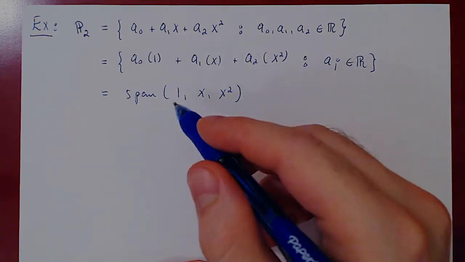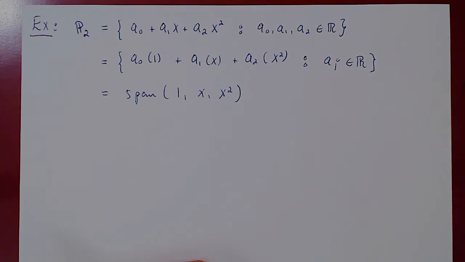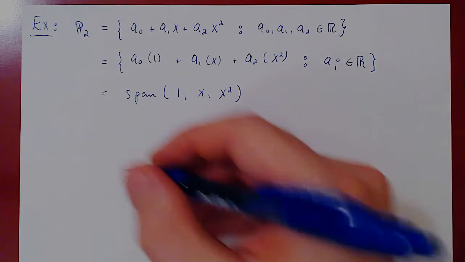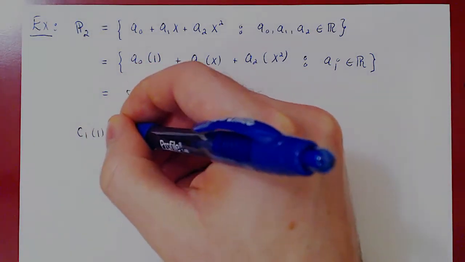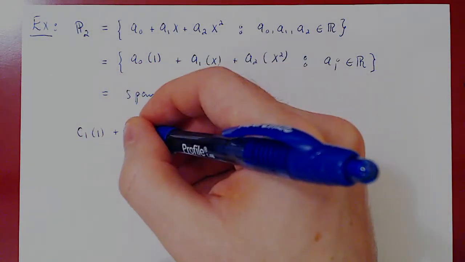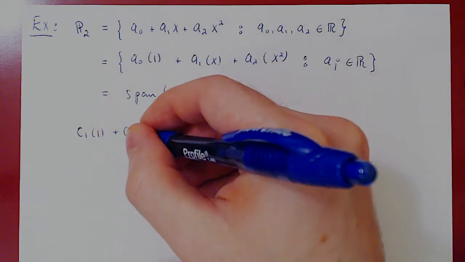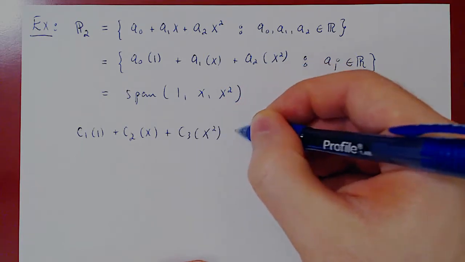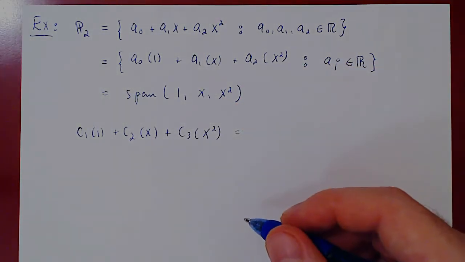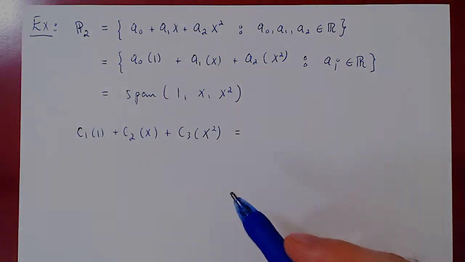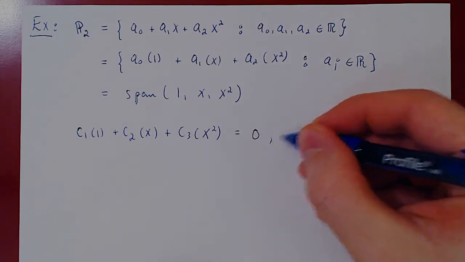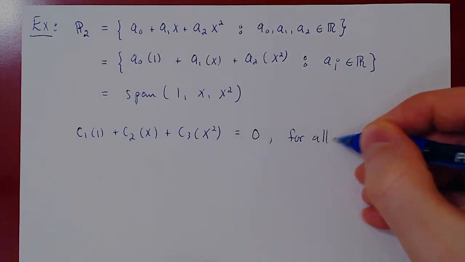We have to prove that these are linearly independent. Well, we go back to the definition. Let's consider a linear combination of these vectors. So c1 times 1 plus c2 times x plus c3 times x squared being equal to the 0 vector. Well, as our space is a space of polynomials, the 0 vector is the 0 element, which therefore is the 0 polynomial. This is equal to 0 for all values of x.